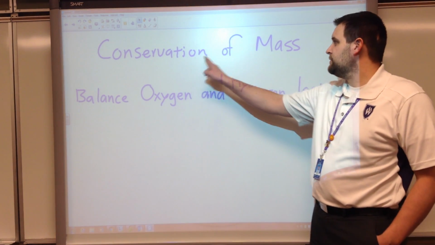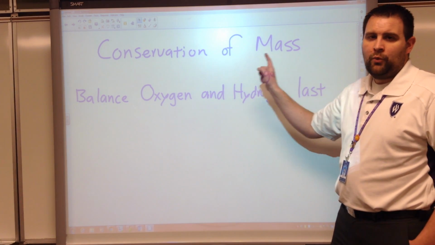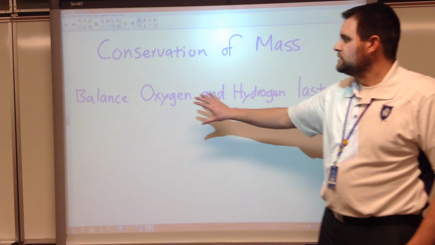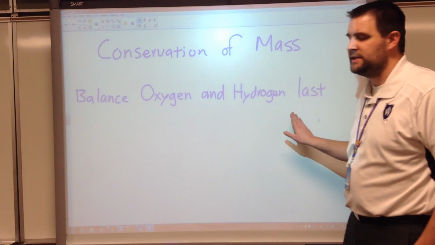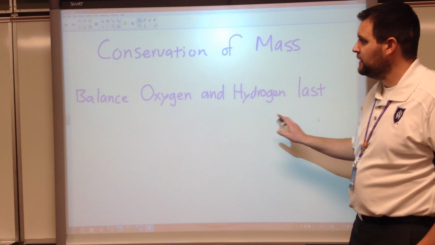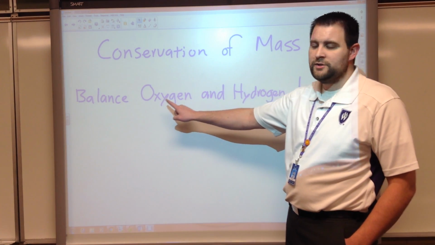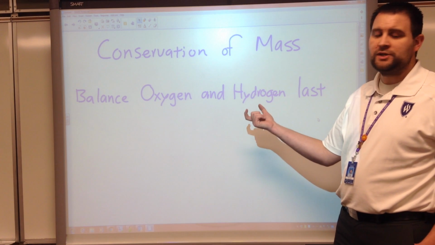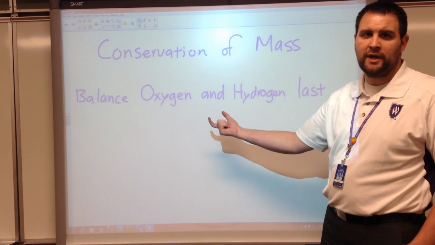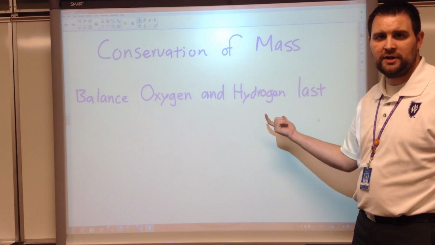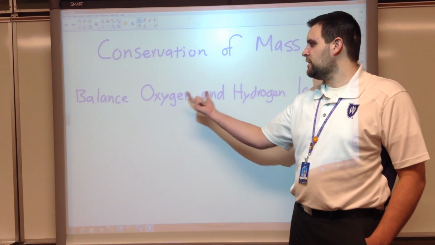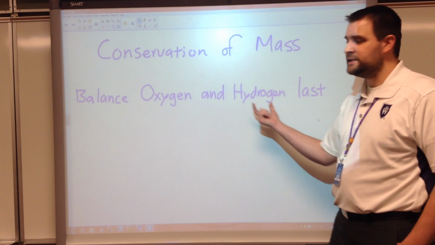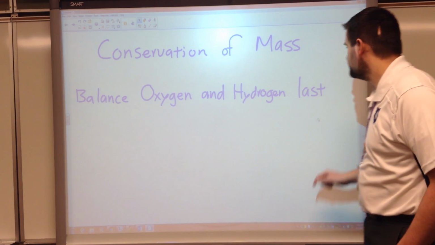First off, you have conservation of mass, meaning whatever you have on the left hand side you have to have on the right hand side. So your products and reactants have to have the same number of atoms on both sides. Another tip would be to balance oxygen and hydrogen last. So if you have an equation with just oxygen, make sure you do that one last. If you have an equation with hydrogen, make sure that one's last. If you have both oxygen and hydrogen, my tip is to do hydrogen second to last and then oxygen last.